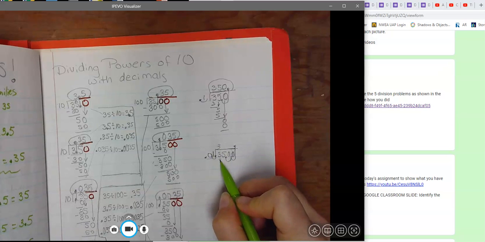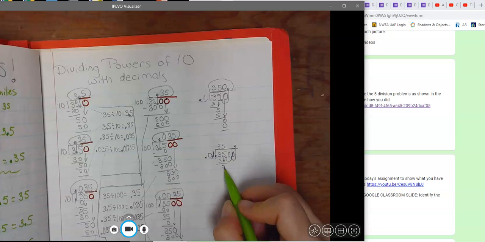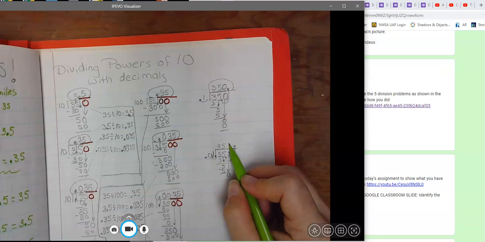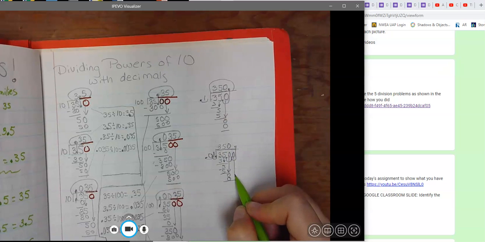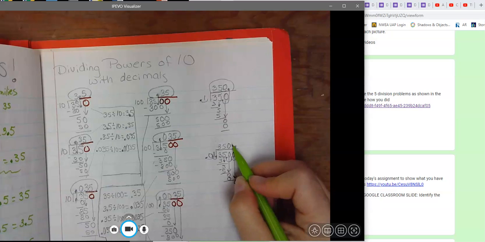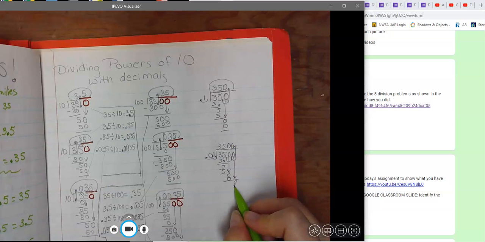3 times 1 is 3. 0. So I bring down the 5. 5 times 1 is 5. Nothing when I divide, so I just bring down the 0. 1 times 0 is 0. Bring down the next 0. Again, 1 times 0 is 0. There's nothing left on the whole number side to bring down. This is my final answer.